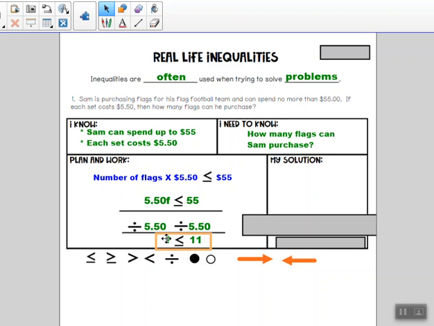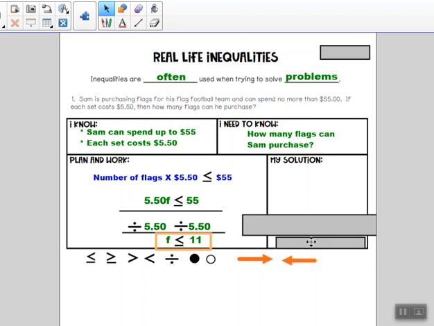So I used F for flags. The number of flags he can purchase needs to be less than or equal to 11. Because if he buys 11 flags exactly, then he would be spending 55 bucks. If he buys less than that, then he would be spending less than 55. But if he buys more than 11, now he's overspending. So this right here is our solution.